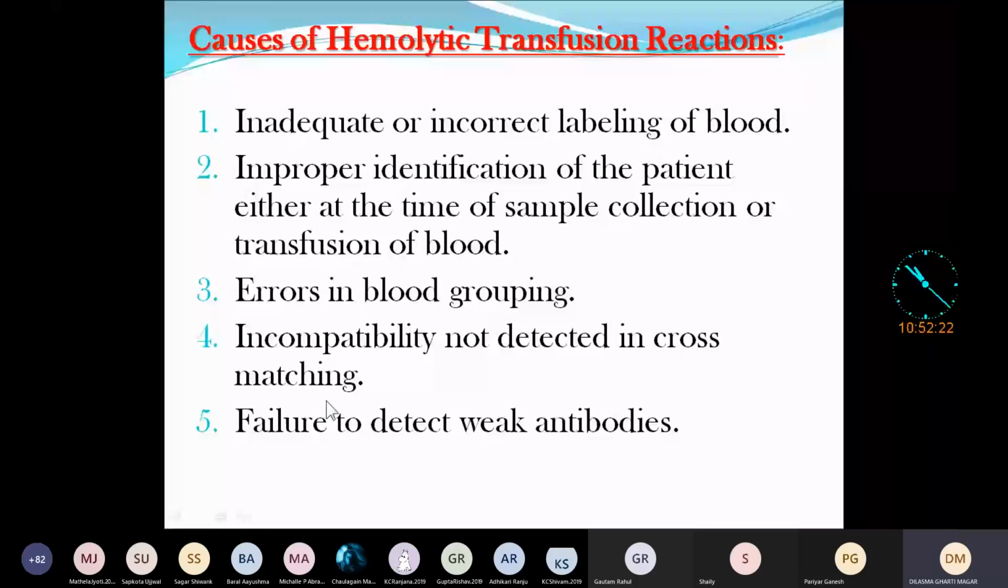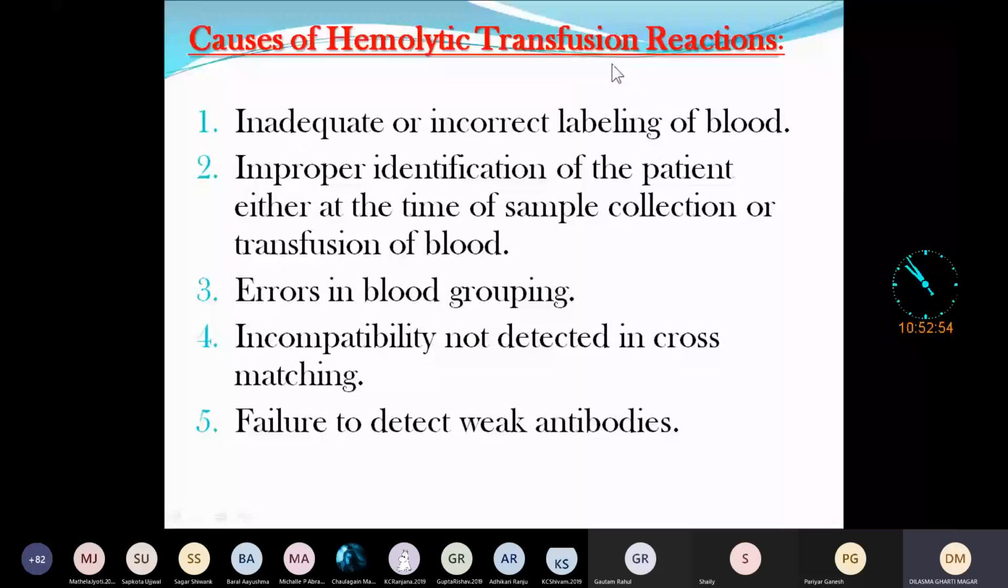And incompatibility not detected in cross matching. Sometimes, I told you, we will do the cross matching. One is the major cross matching and another one is the minor cross matching. So if it is not done properly, sometimes minor clumping or agglutination of the blood, if we miss that, then it will lead to the hemolytic transfusion reaction. And sometimes there will be failure to detect the weak antibodies. Weak antibodies will not be detected easily. So that time also it can lead to the hemolytic transfusion reaction.